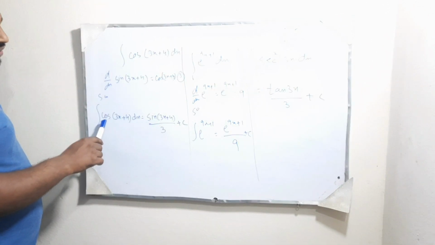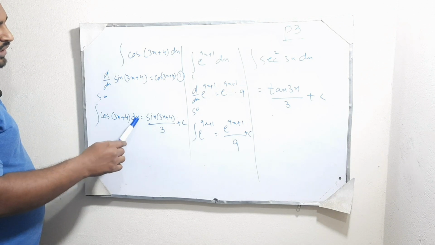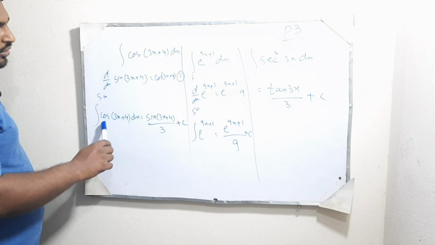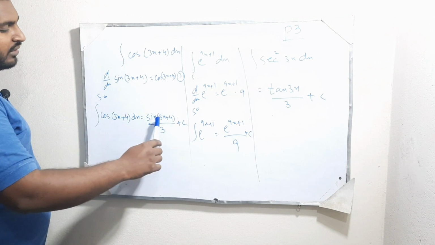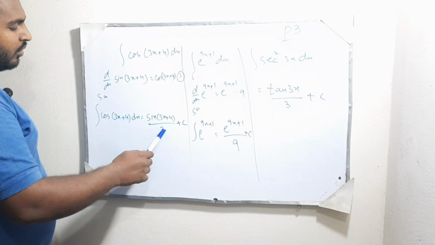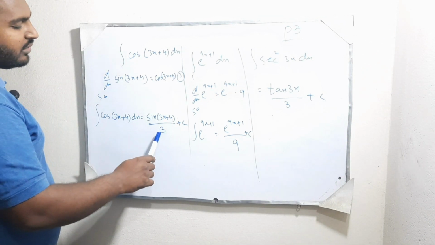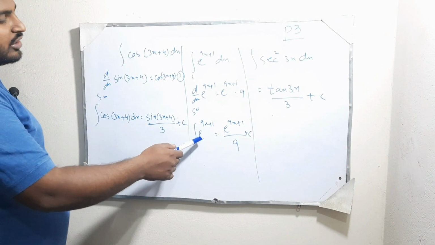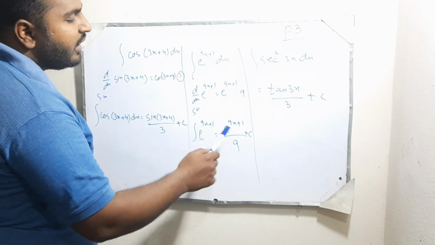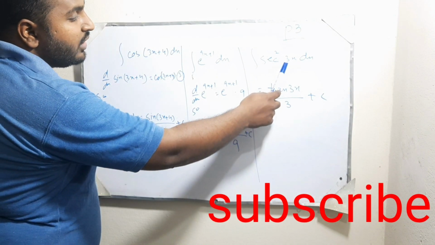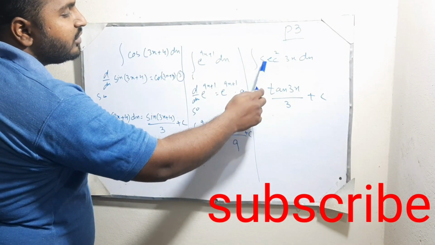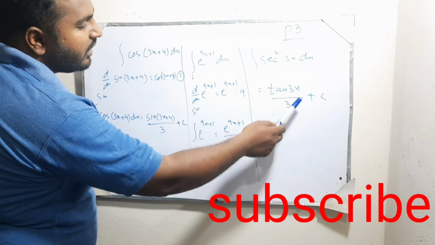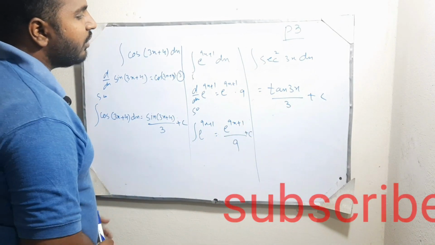And the integration of cos of 3x plus 4 dx would turn out to be: the integration of cos is sine, the angle will come as it is, over this k would divide here, 3, plus constant of integration. Again, as in the exponential function, this k would be divided, here again this 3 would be divided, and the integration of secant square 3x would be tan 3x over 3 plus constant of integration.